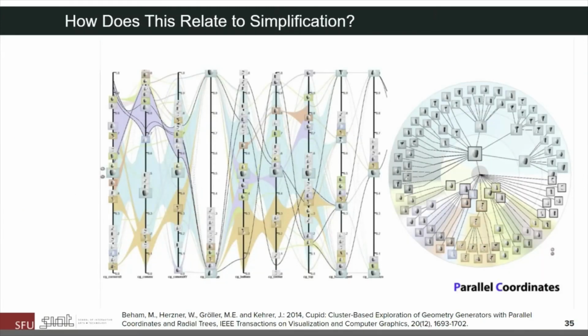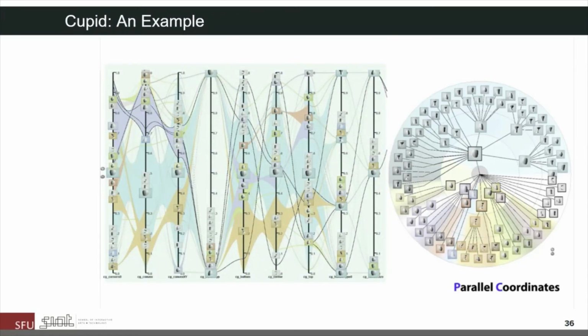Now, Design Explorer and Dreamlands have no simplification. But how do the concepts we talked about, of form and data coupling and form-driven interactions, apply when simplification is involved? For that, we can look at a different system, namely Cupid. Cupid has a parallel coordinates view on the left that is mostly a data view. On the right, we have a radial tree which represents the results of hierarchical clustering of the alternatives. Each branch in the tree represents a different subcluster.